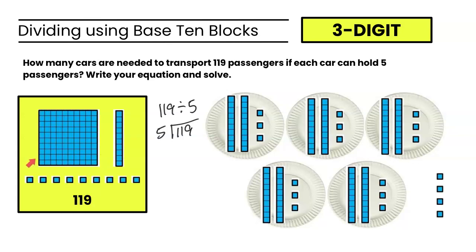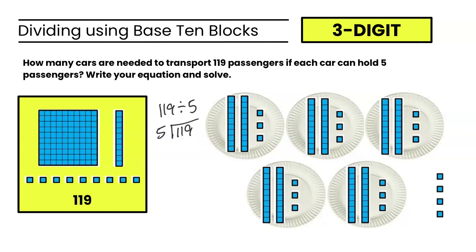Students will start with 119 base 10 blocks and start distributing those. They'll immediately realize that they cannot equally distribute their hundreds, and so they will have to break that up and make it 11 tens. 11 because we have 10 from the 100 and then the 1 that we also had right there. And so if we are taking 11 tens and breaking them up into 5 equal groups, then that means that each group is going to have 2 tens. Then from there, we would just continue the process and have 4 left over.